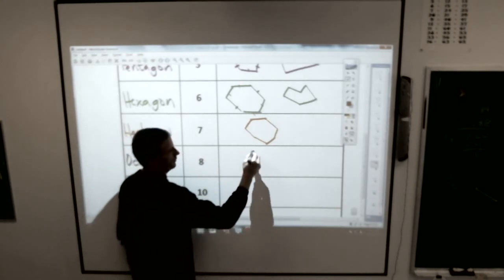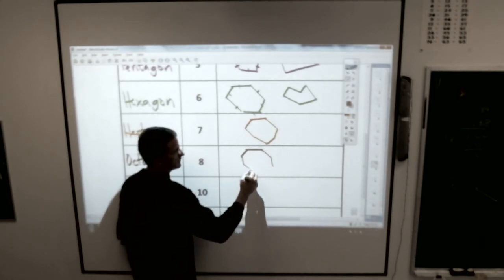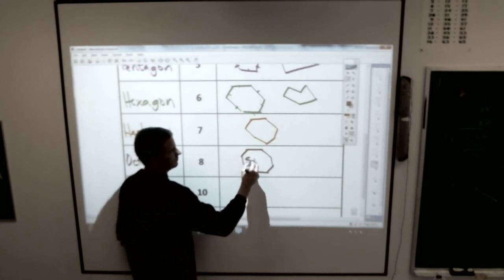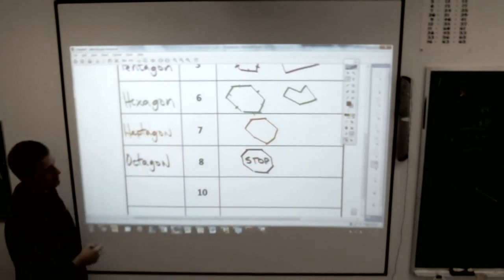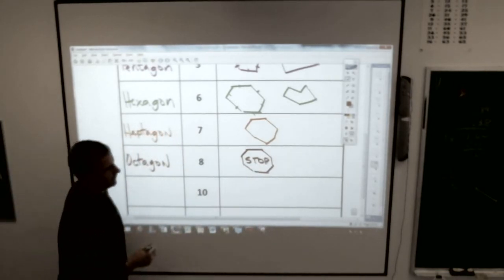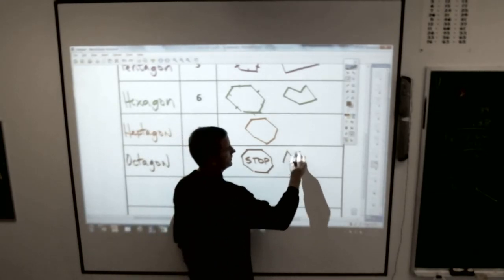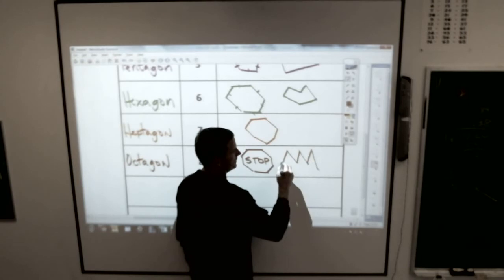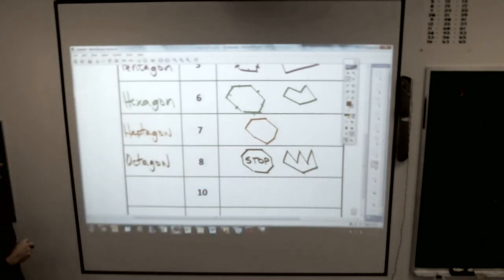And I can kind of draw one, but not really good either. 1, 2, 3, 4, 5, 6, 7, 8. Stop. 8 sides. And then again, remember, anything with 8 sides is an octagon, so I could go 1, 2, 3, 4, 5, 6, 7, 8. Mine looks like a little fork.